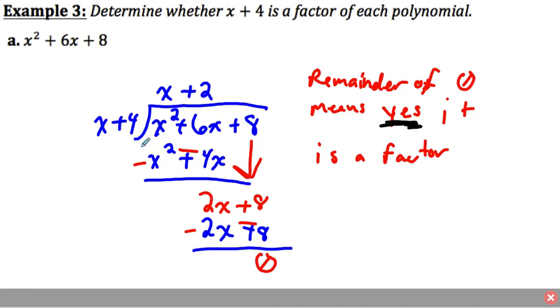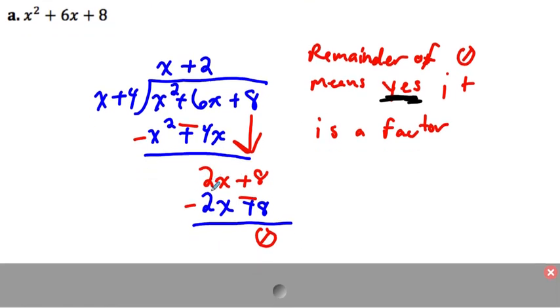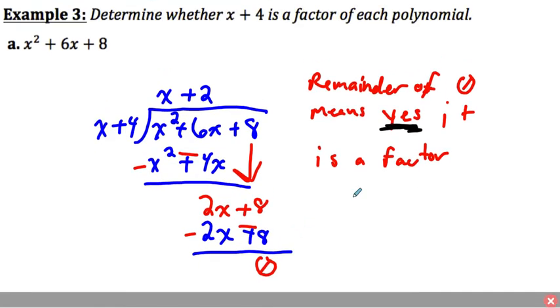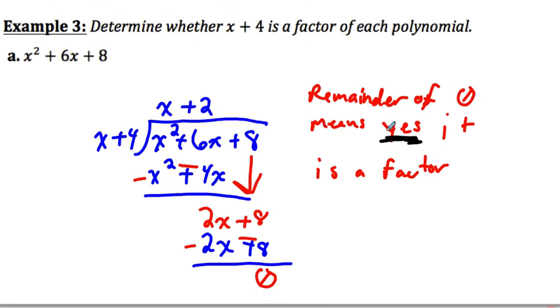So x times what gives me 2x? That's a 2. 2 times x is 2x. 2 times 4 is 8. And then subtract them. Again, draw your line, flip your signs. So negative 2x minus 8, they subtract to give you 0. So since there is a remainder of 0, that means that yes, it is a factor. X plus 4 would be a factor of x squared plus 6x plus 8.